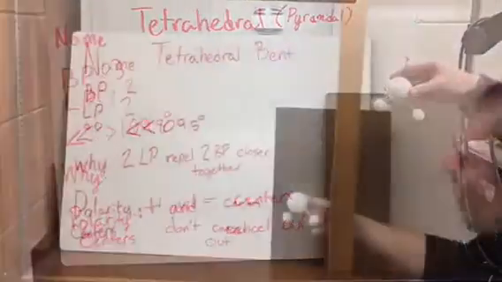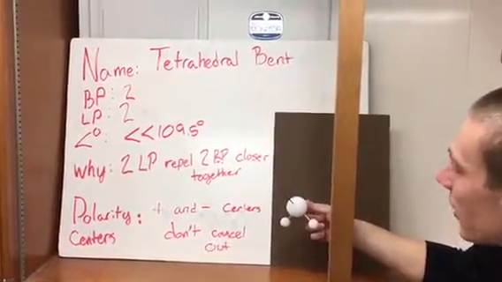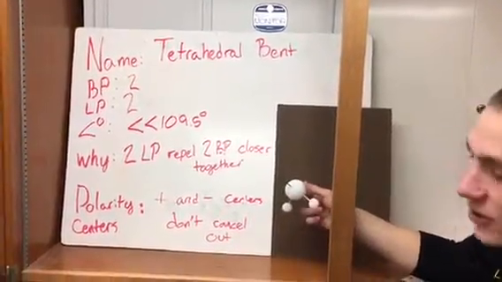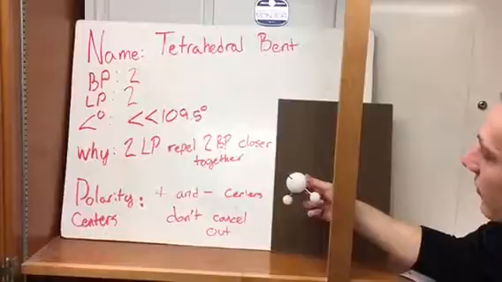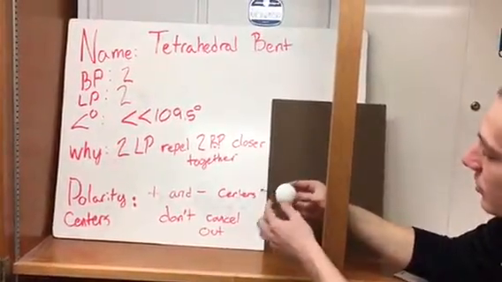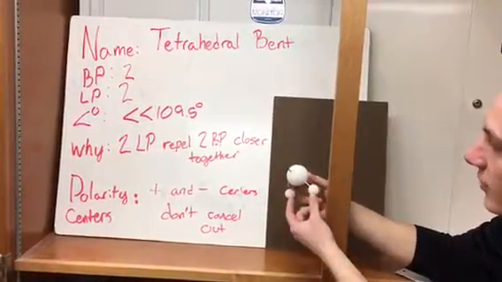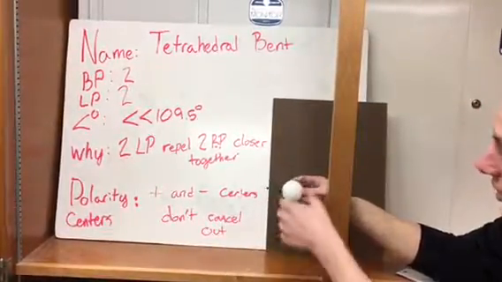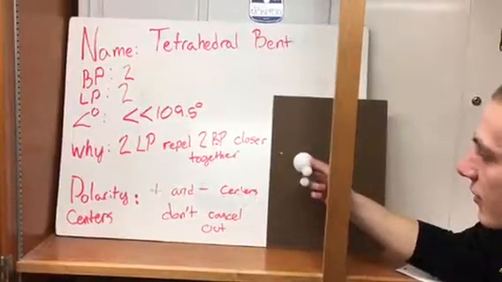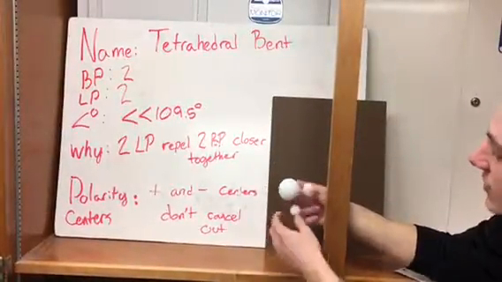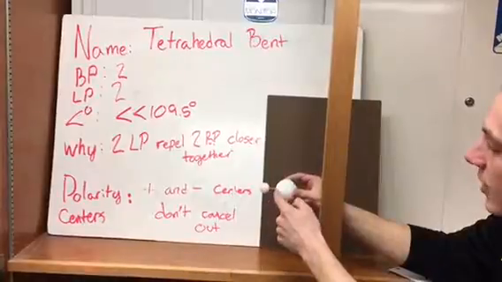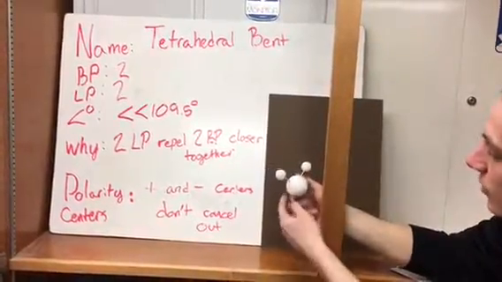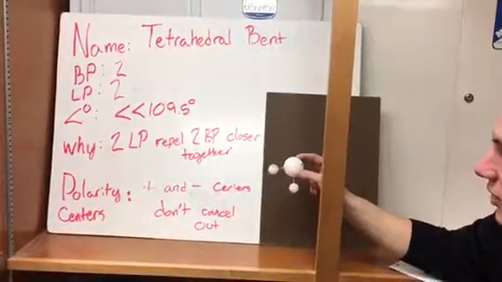Alright, the name of this one is the tetrahedral bent. There are 2 bonded pairs and 2 lone pairs. The angles are less than 109.5 degrees because on this one there are 2 lone pairs and it repels them even more, making the bonded pairs closer. And then it's called that because it has the bent shape due to the 2 lone pairs. And then the polarity, the same thing, the plus and the minus centers don't cancel out because of the 2 lone pairs, and that makes it have polarity.